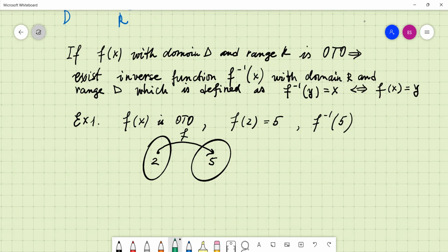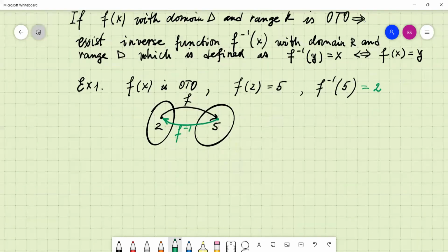Now, what is the inverse function supposed to do? The inverse function is supposed to take this 5 and bring it back into 2. That's going to be the inverse function. So the answer to the question, what is f inverse of 5, is actually 2, right? So you kind of switch range and domain, and independent and dependent variable.